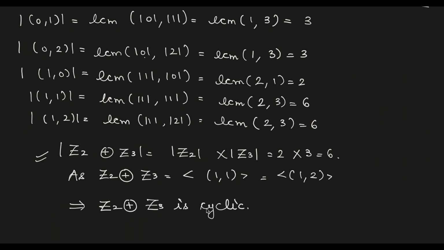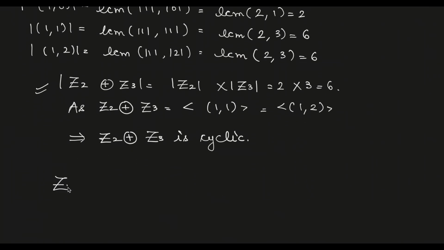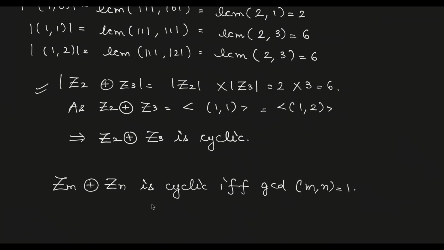Okay, we checked it this way. There is another way to check whether it is cyclic. If Zm direct sum Zn, this is cyclic if and only if the GCD of m and n is 1, meaning if they are relatively prime, then it is cyclic. Here 2 and 3 have GCD 1, they are relatively prime, so that's why it is cyclic.